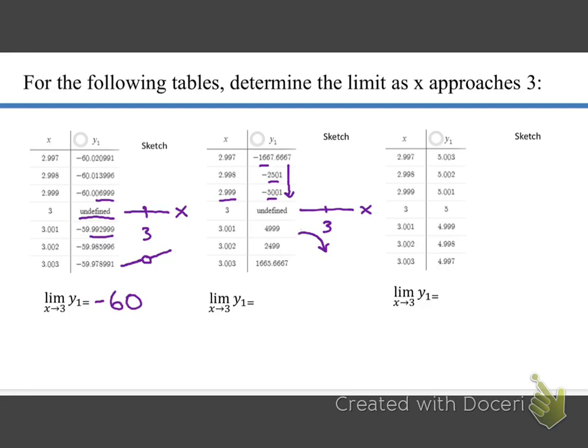And on the other side of 3, so these values right here, think about writing it in from the right side, these are getting bigger to positive, really big numbers. So we could think that as x equals 3, we have a vertical asymptote possibly on this graph, and the point is, from each direction, these are pointing to 2 different things. So in this case, we can say the limit does not exist.